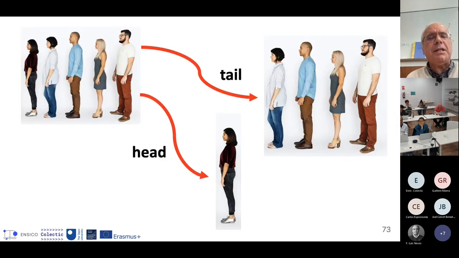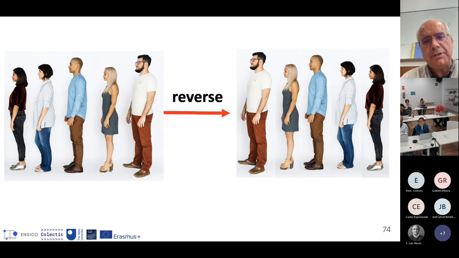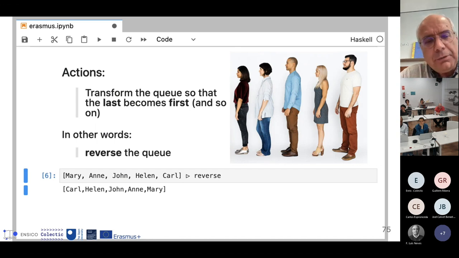So for instance, it's quite easy to identify the first person in this queue as the head of the queue. And this vocabulary exists. The notebook that we are using knows what the head of the sequence is. It knows what the tail of the sequence is. It knows about reversing a sequence. So you see words that represent actions.